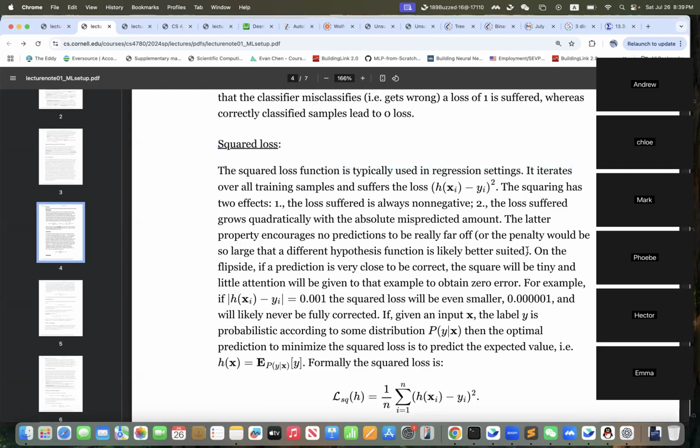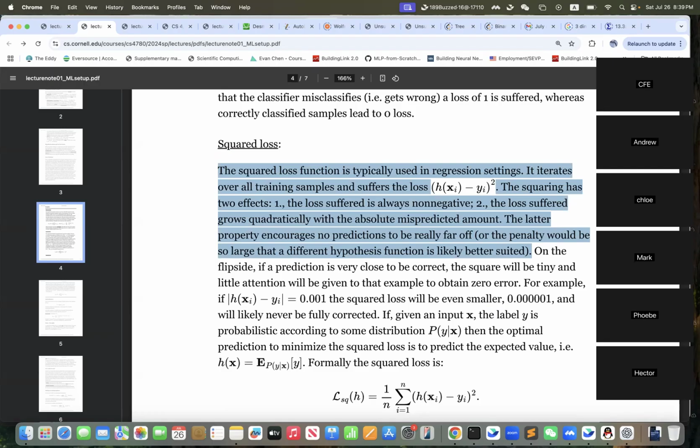Before that, let me find some other person. Maybe Andrew, can you help us read this highlighted text? Wait, me? Can you help us read this highlighted part?